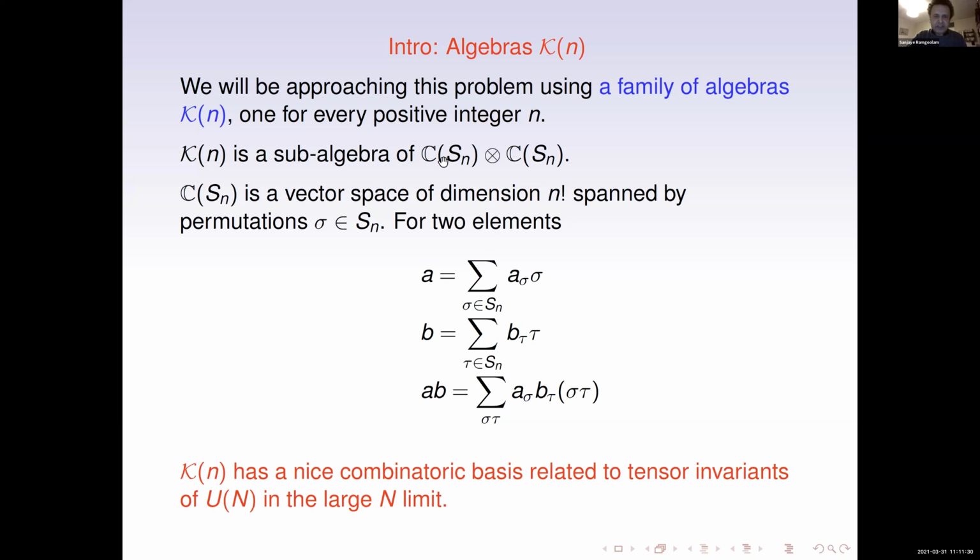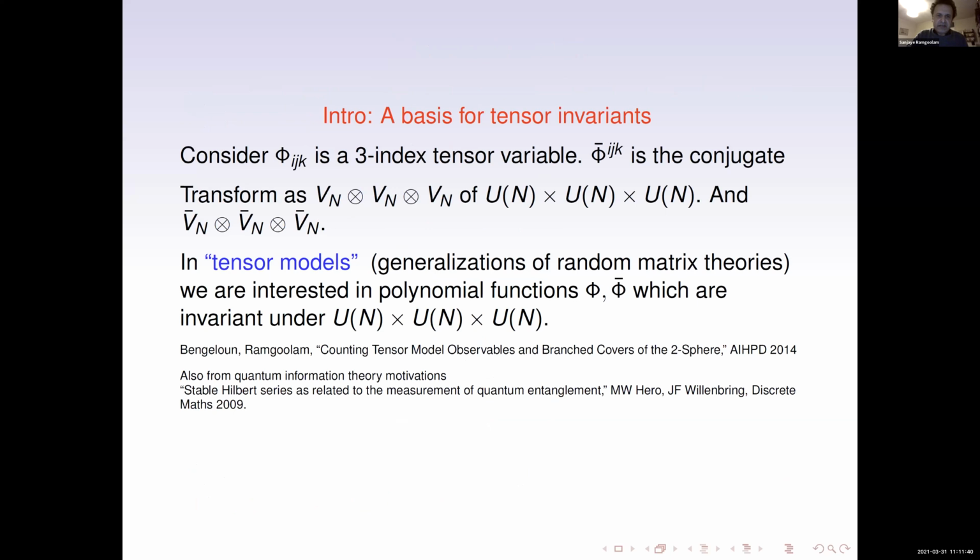So there are two things about it. One is related to pairs of permutations, and it has a nice combinatoric basis related to tensor invariants of UN. So let me just describe that. Think about the variable phi ijk, where i, j, and k range from 1 to capital N. They transform in the fundamental V tensor V tensor V of UN cross UN cross UN. And the conjugate variable transforms in the anti-fundamental.